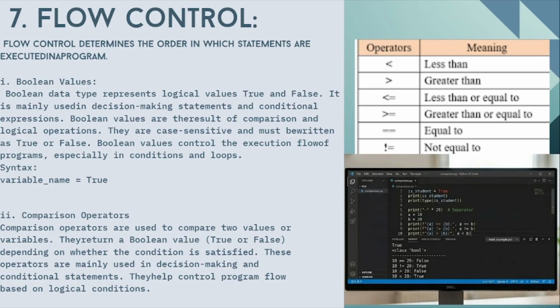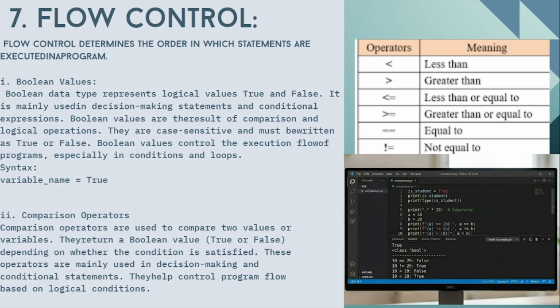Boolean values are the result of comparison and logical operations. When you use a comparison or logical operation, the output will always be a Boolean value. They are case sensitive and must be written as True or False. As I told you, Boolean values control the execution flow of the program, especially in conditions and loops. Here in an example, is_student is equal to True, I assigned True to a variable, that is is_student.